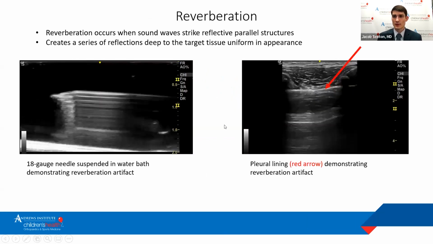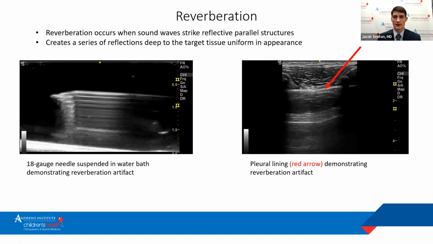So next is reverberation. Reverberation occurs when sound waves strike a reflective parallel structure. It creates a series of reflections to the target tissue that are uniform in appearance. Most commonly, this is going to be seen with very hyperechoic structures such as bone and instruments that involve metal, as well as foreign bodies such as glass or other structures within the body. This can also be observed in lung tissue.